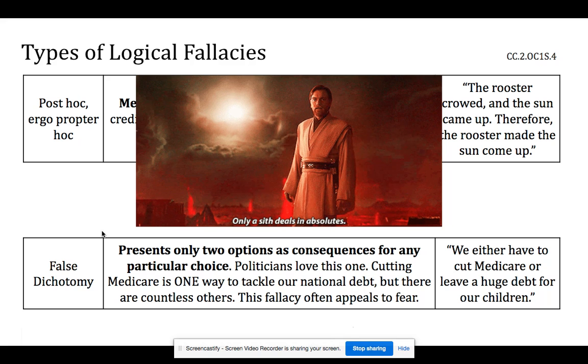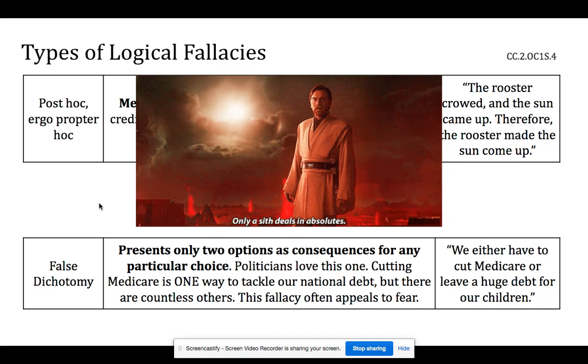And again, politicians kind of love this one, where it's, oh, you're either with us or you're against us. It's very much appealing to fear. And like I mentioned earlier, just using emotional language is not good. You gotta have those fact-based appeals. And only a Sith deals in absolutes.